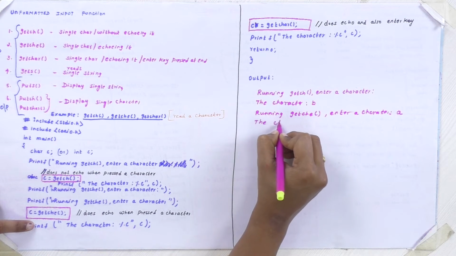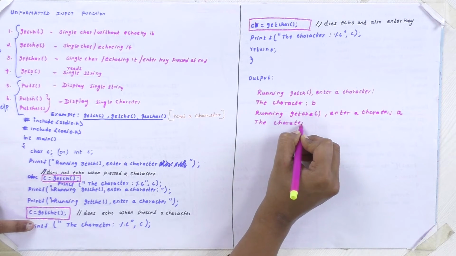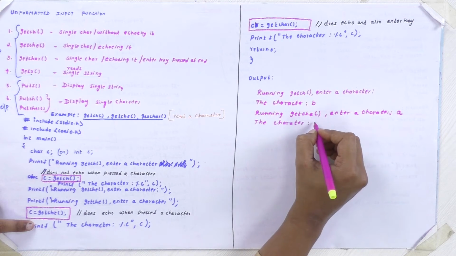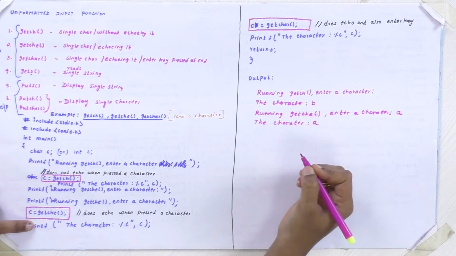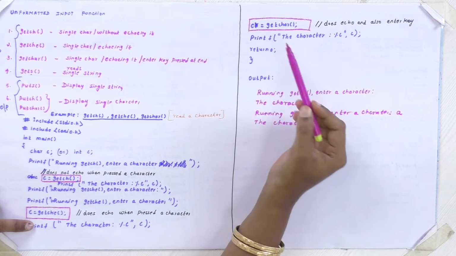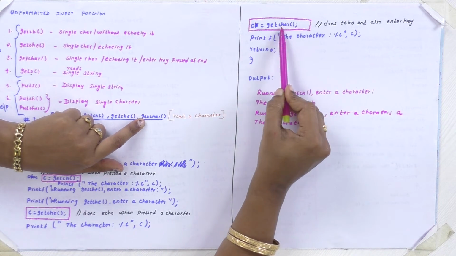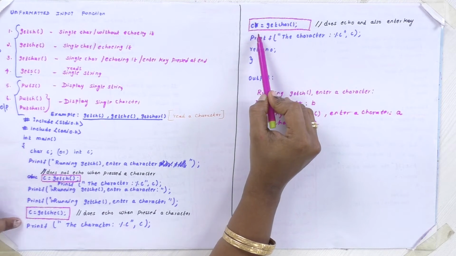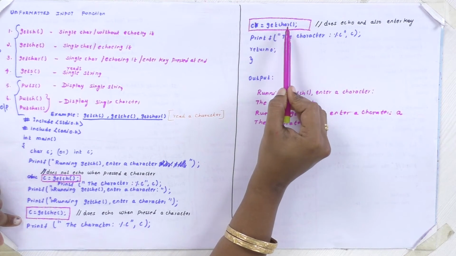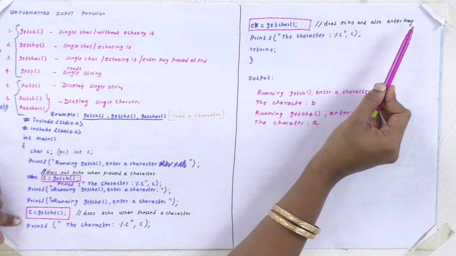So it will display the character A. Next statement, it goes to getchar. So I am going to read a character by using getchar. The same thing you are repeating here, c equal to getchar. So getchar does echo, and also you have to press the enter key.